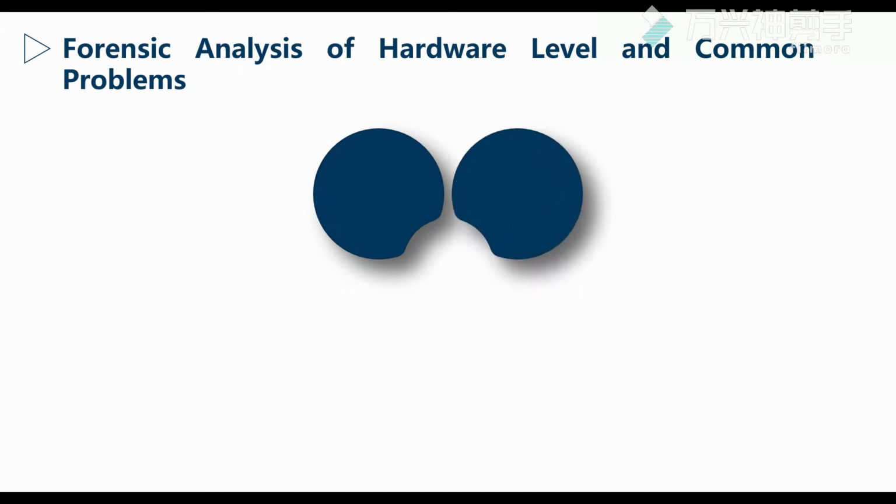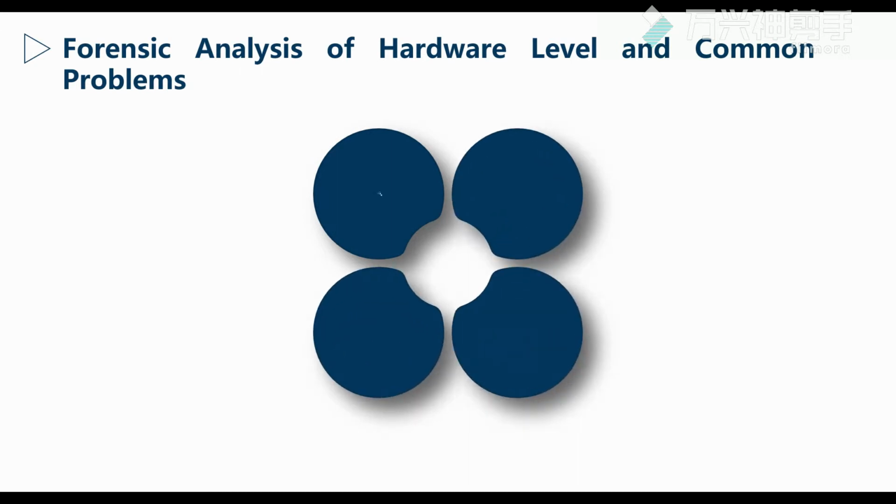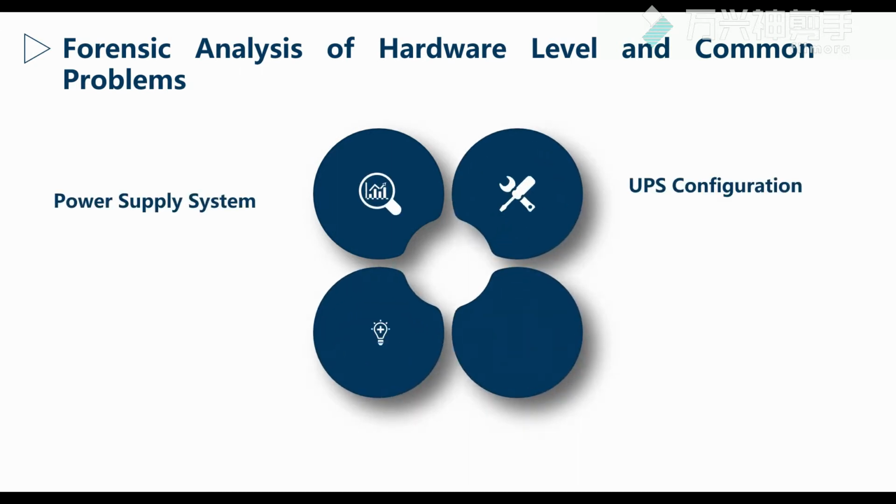And then I will introduce the forensic analysis of hardware level and common problems. There are 4 important problems and they also happen very frequently in our daily life. The one is power supply system and UPS configuration and infrastructure. And the last important is about the hardware, about firefighting equipment. We need to prepare such equipment in our case.